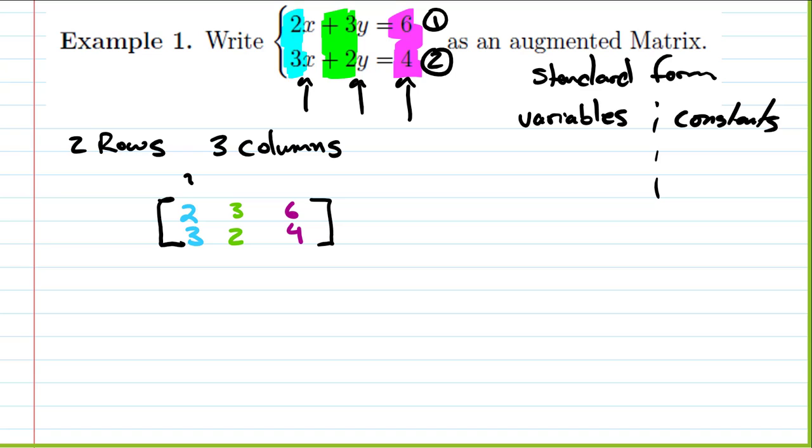We don't have to do this, but if you wish, you can label the columns to remind you what they are. And oftentimes, they will put a dashed line where the equal signs go. This is completely optional. Some books do it, some books don't. It really just depends. All that does is tell us where the variables end and the constants begin. But we always know that the last column represents the constants in this situation. So this is our augmented matrix for that system of equations.